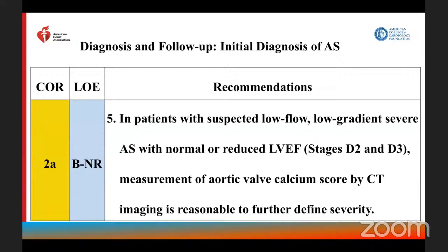In patients with suspected low flow, low gradient severe AS with normal or reduced left ventricle ejection fraction, measurement of the aortic valve calcium score by CT imaging is reasonable to further define the severity, and it's a class 2A B.